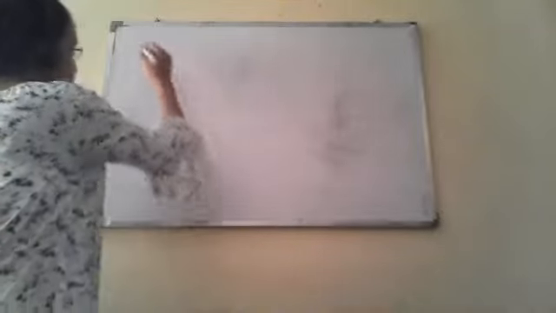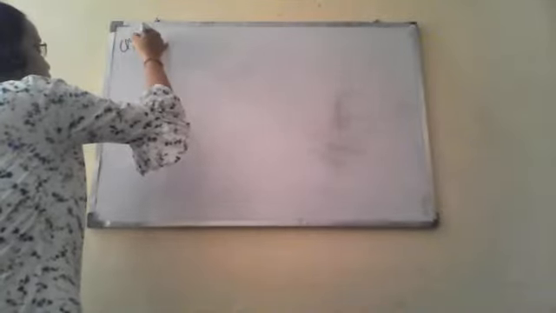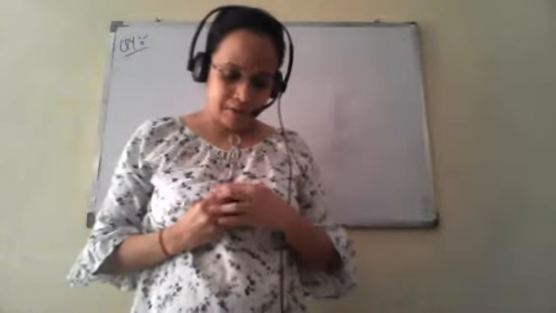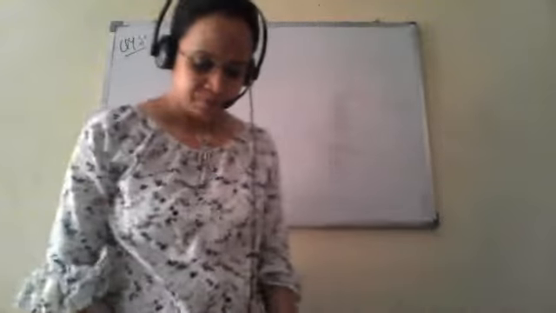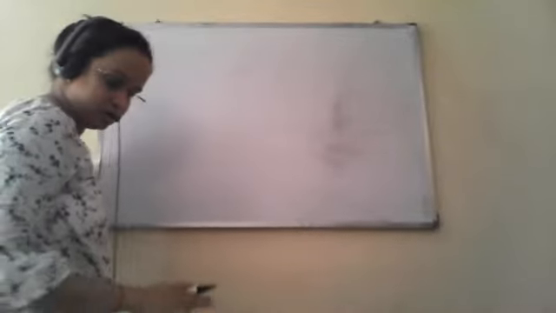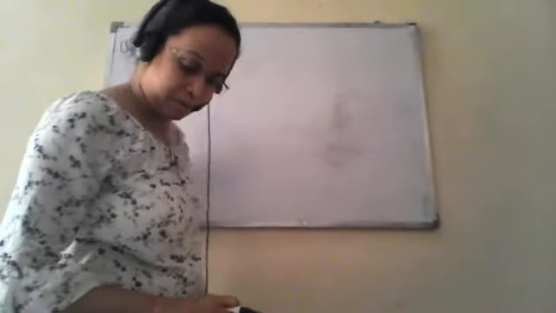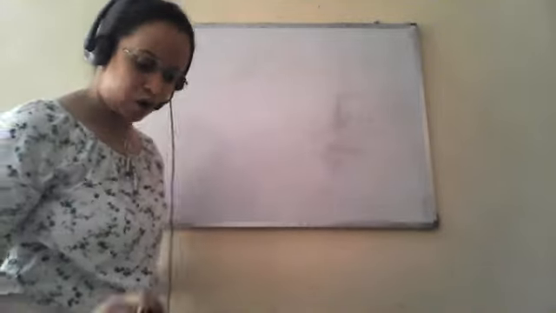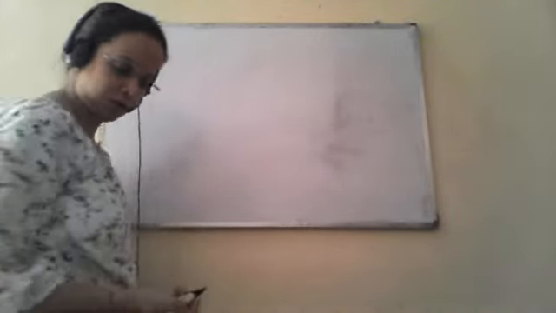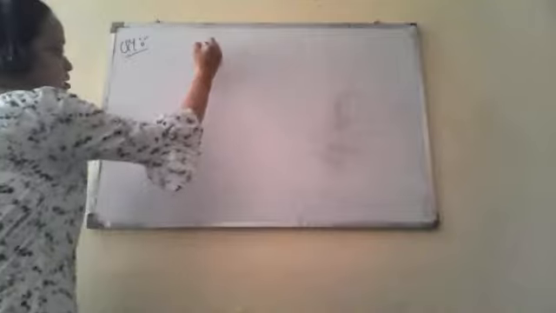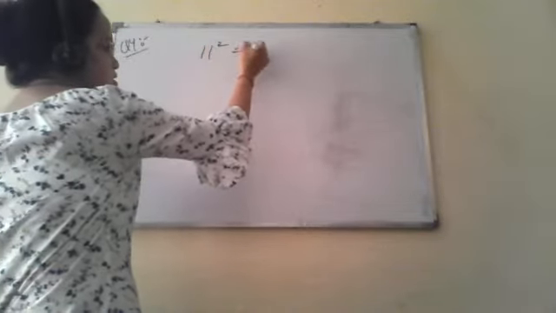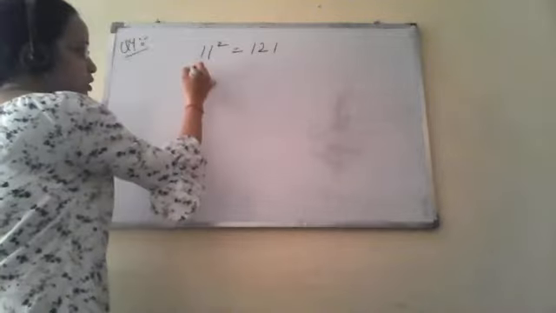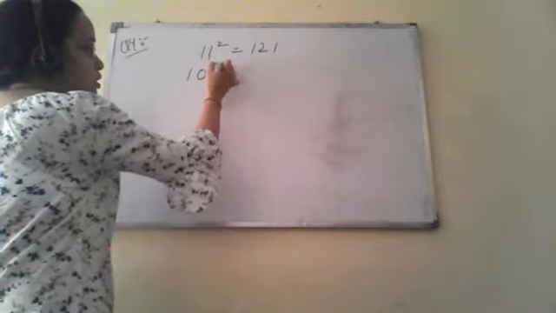Now next question. Observe the following pattern and find the missing digits. You have been provided with a certain number and the square of that number, and a specific pattern is given. You have to observe that pattern and write the next number. That is, 11 square we have been given, that is 121.